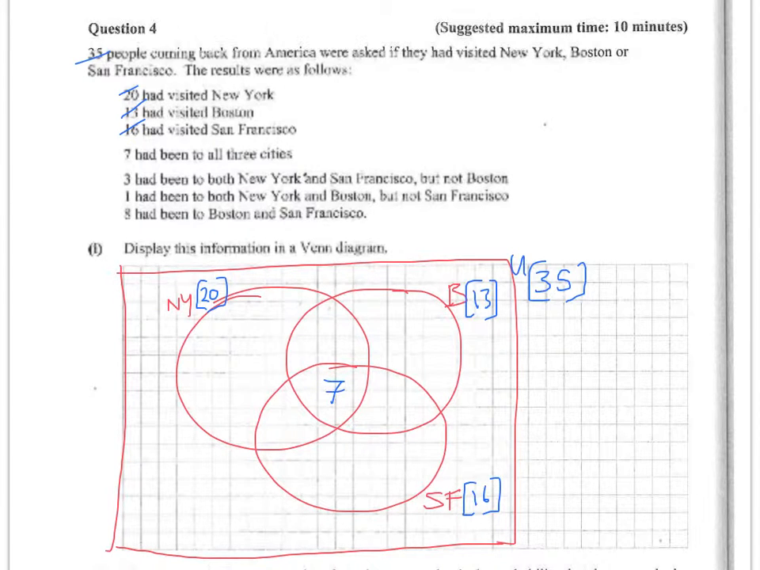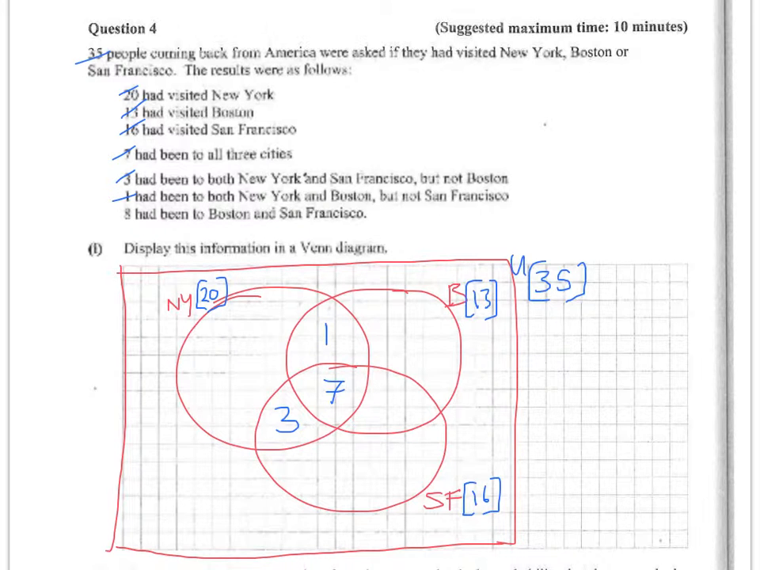7 people visited all 3 cities. 3 had been to both New York and San Francisco, but not Boston. So New York and San Francisco, I had been to both of them. So that's the intersection, but we're not referring to Boston. So what we're talking about is just this section here. So 3 people, New York and San Francisco, but not Boston. 1 person to both New York and Boston, but not San Francisco. So similarly, we're just looking at that section only.